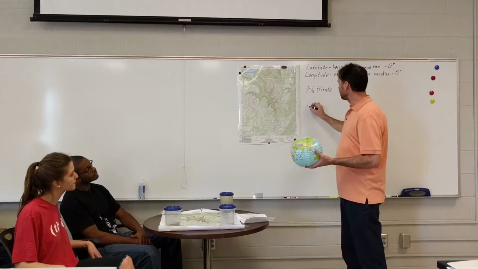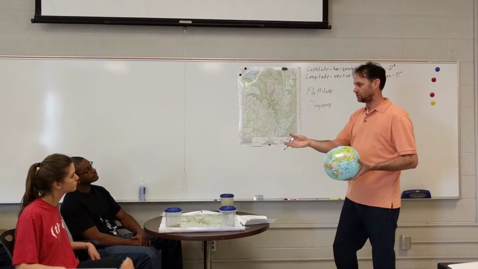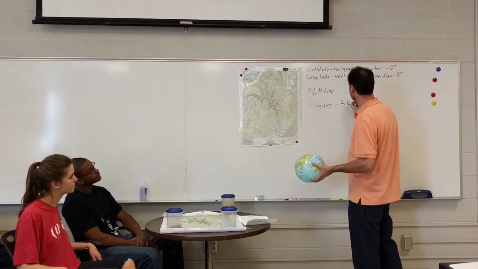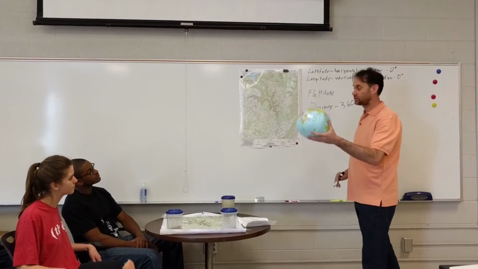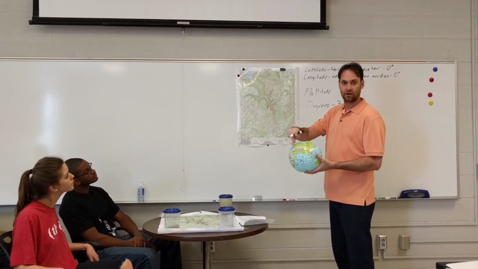Latitude and longitude are measured in degrees. How many degrees are in a circle? 360. 360 is correct. 360 degrees of longitude go around the Earth.